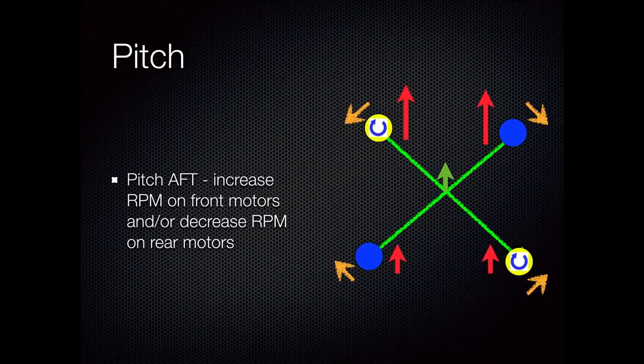Actually, the green arrow is showing where the front of the aircraft is. In this illustration here, you're looking at a pitch aft maneuver. So in other words, this would be pulling the right stick on your control back towards you, which would increase the RPM on the front two motors and or decrease the RPM on the back two motors. Now the aircraft would still be pointing away from you, but it would move towards you or backwards.